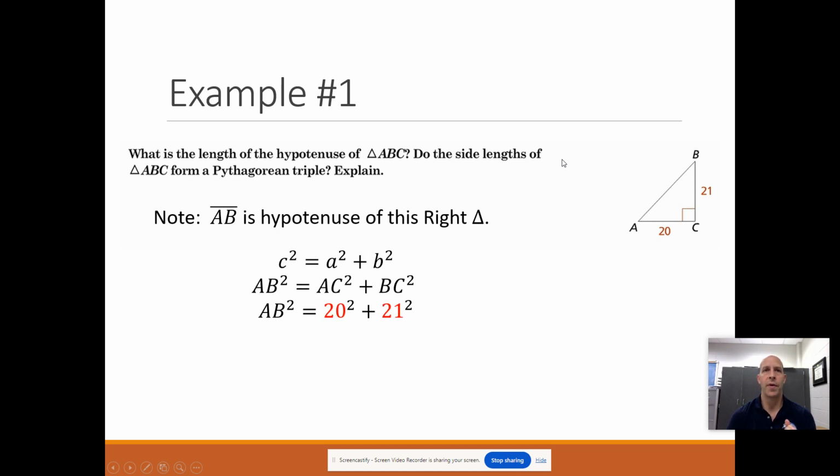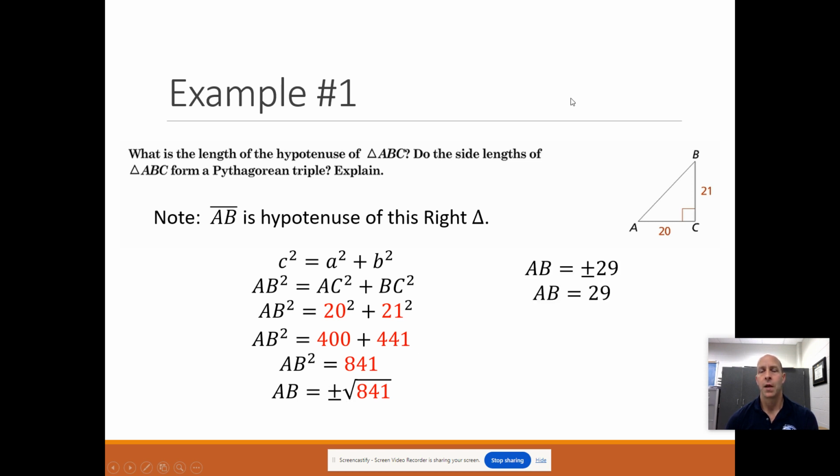Then we can just use our Pythagorean theorem, which is c squared equals a squared plus b squared. In our case here, it's going to be the length of AB squared equals the length of AC squared plus BC squared. Then we can substitute those measures in, 20 and 21, and square them. So 400 plus 441, which is 841. Now to get rid of this squared, we take plus or minus the square root. The square root of 841 gives us plus or minus 29.